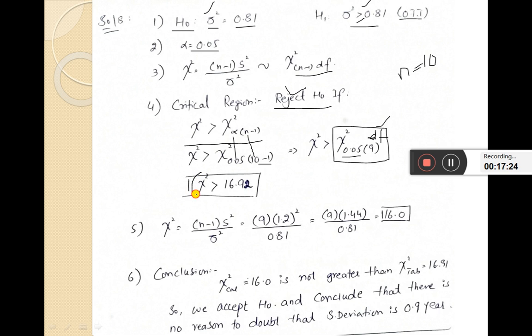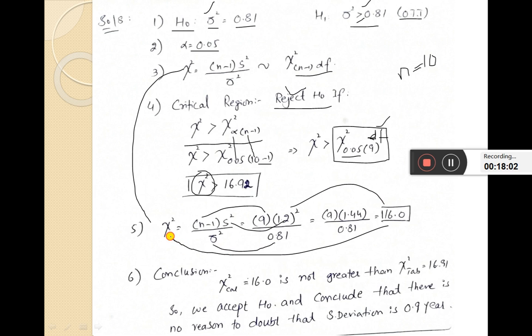Now I want to calculate my chi value. As I told you, for the chi value I have to use the formula, step number 5, which I mentioned in step number 3, and apply it inside the formula. Put the values: n total 10, 10 minus 1 that is 9. Now s is the sample standard deviation, which was given in the question as 1.2, and take the square, divided by the variance, which is already 0.81. Solve this equation directly and you will get 16.0. 16.0 is the value of chi.